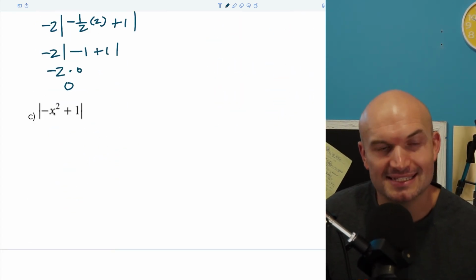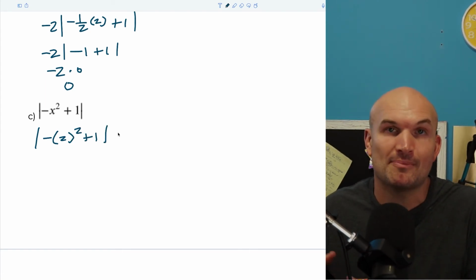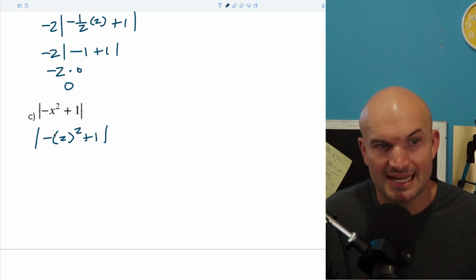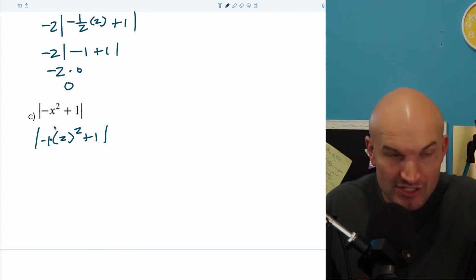All right, and in this example, we have a negative x squared plus 1. So again, let's just plug it in. So negative 2 squared plus 1. Now, this problem is different than the one, if you remember, where I plugged in that negative 3. This one's technically saying a negative 1 times a 2 squared, right? So there's a really big difference here.